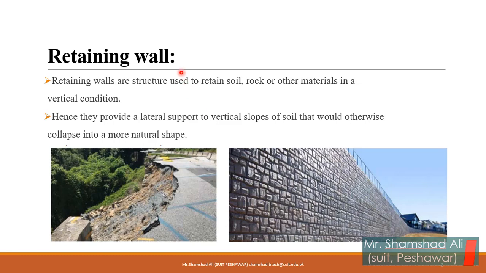What is meant by a retaining wall? A retaining wall is basically a structure used to retain soil, rocks and other material in a vertical condition. As you can see in these both pictures, in the first picture on the left side, this is basically soil. Without a retaining wall, it could not attain a vertical position. So the retaining wall can provide a vertical position to the soil, rocks and other material. Hence, they provide lateral support to vertical slopes of soil that will otherwise collapse into a more natural slope. When there is no such retaining wall, the soil takes the shape of a slope.